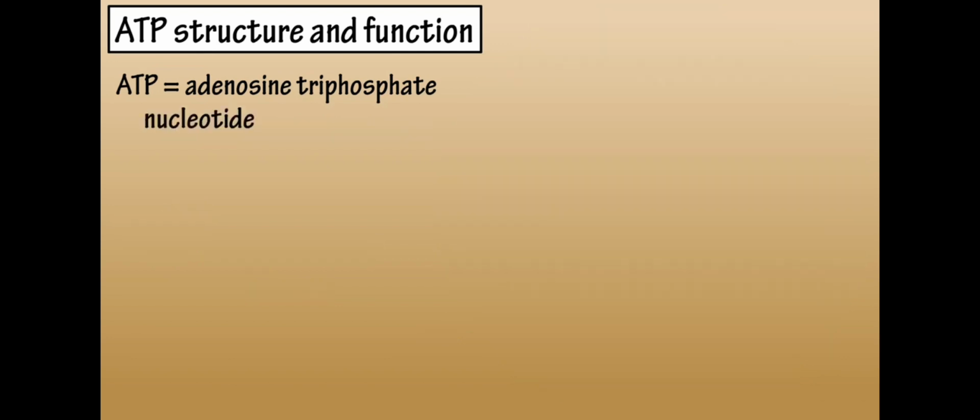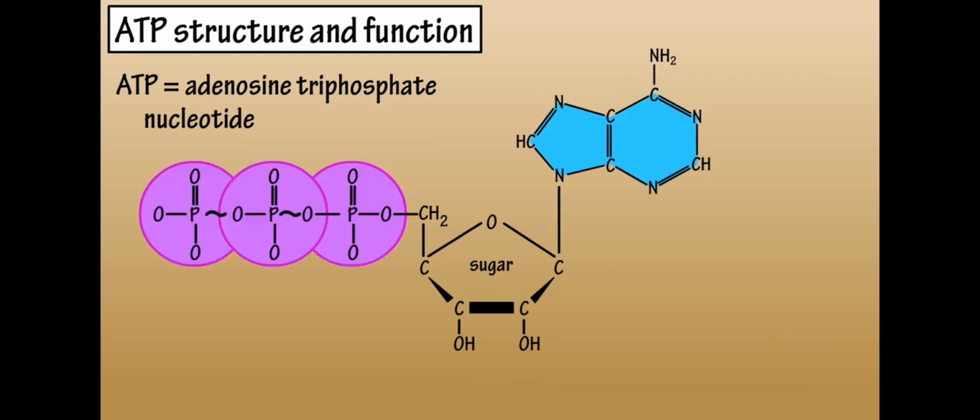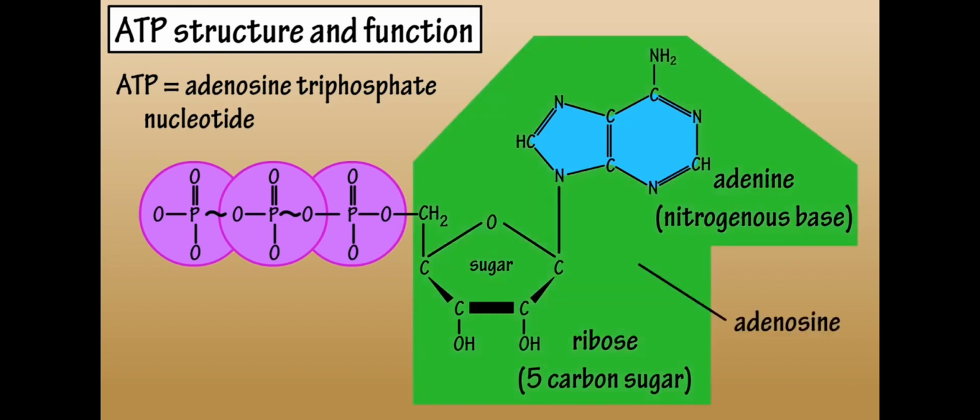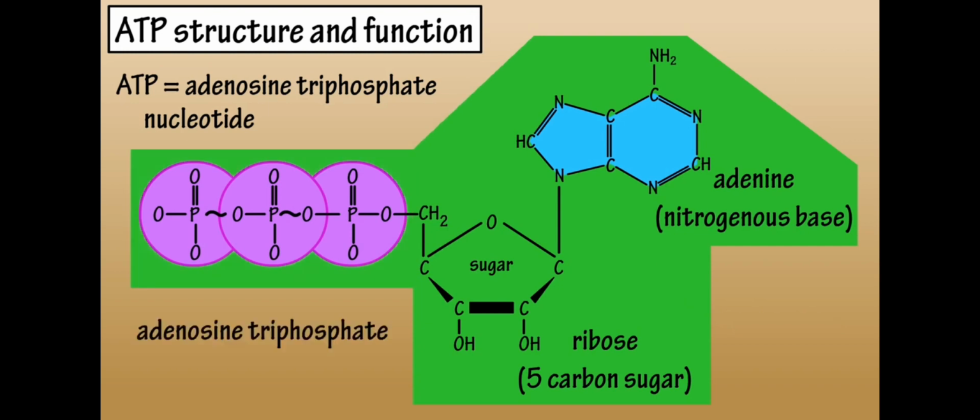ATP is a nucleotide, as it contains a 5-carbon sugar, a nitrogenous base, and a string of 3 phosphate groups. Its nitrogenous base is adenine, which is also part of DNA and RNA molecules, and its 5-carbon sugar is ribose. Together, these are referred to as adenosine. 3 phosphates are attached to adenosine to form adenosine triphosphate, as you can see here. The squiggly line between phosphate group 2 and 3 is a high-energy bond.